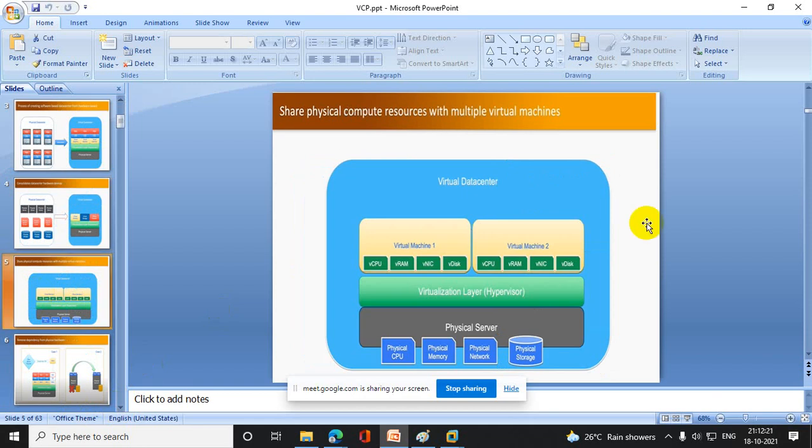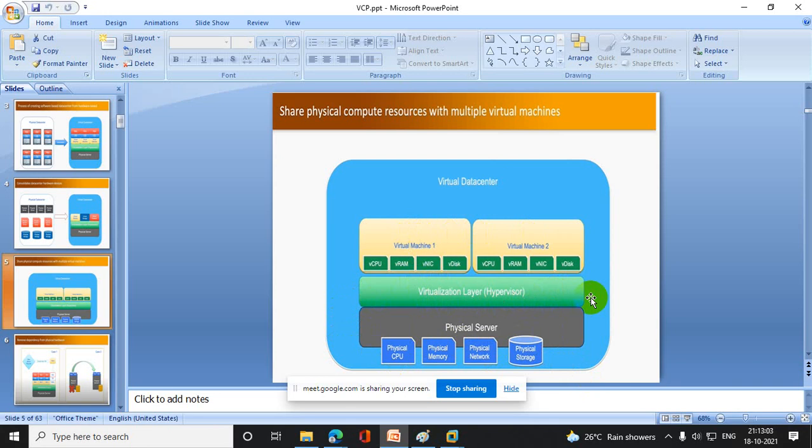In a physical server, as I told you, while installing the hypervisor, the physical box must have CPU, memory, networks and physical storage. On top of it we will create machines, and those machines can use the same hardware resources. That is the feature of this particular OS called hypervisor. Clear?